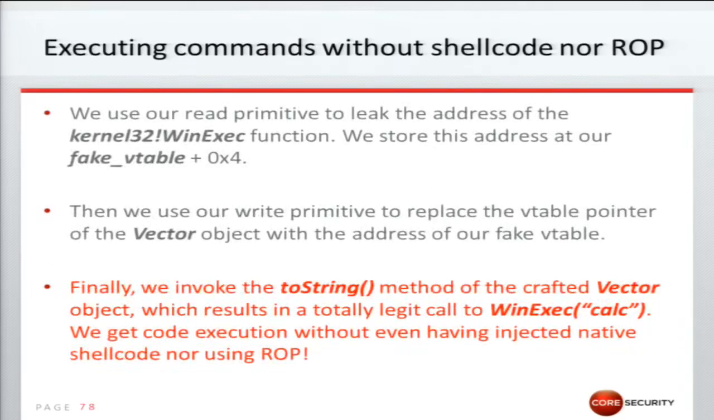Also, by using a read primitive, we can calculate the address of the winexec function. And we need to store it as the second function pointer of our fake vtable. So, then we need to use again our write primitive in order to replace the vtable pointer of the vector with the address of our fake vtable, which contains the address of winexec as its second function pointer. And finally, we need to invoke the toString method on this corrupted vector object in order to craft a call to winexec receiving the calc string as its argument. And this way, we are executing code without injecting shellcode nor using ROP.